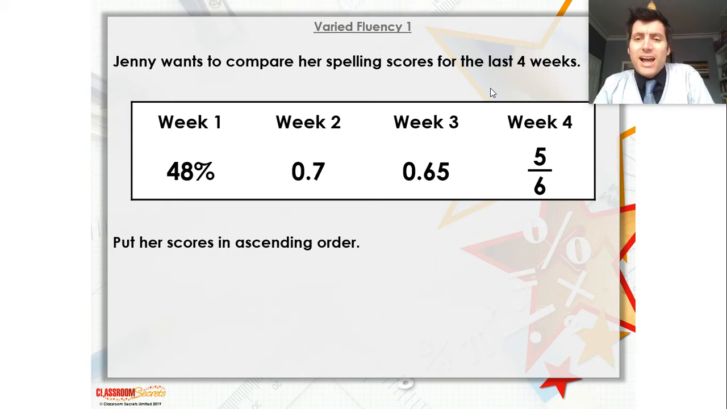Same in week 3, however, in week 3 we've got a 2-digit decimal, and in week 4 we've got a fraction. So when we're looking at ascending order, remember we're going from the smallest to the largest, so we're getting larger. So I'm looking at what I can see.